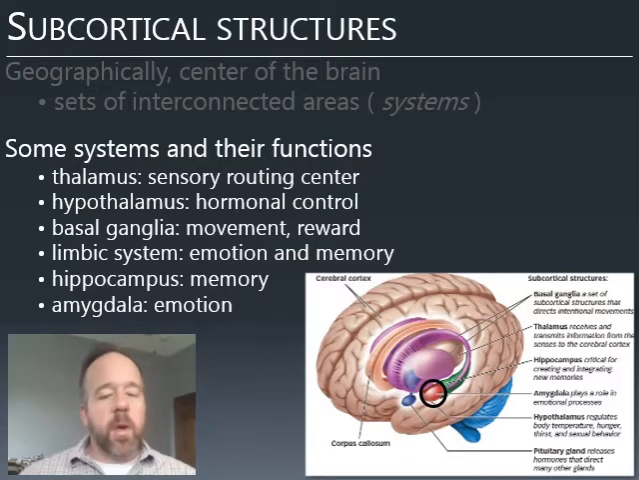So the amygdala and the hippocampus are both part of the limbic system. And again, that's what makes the limbic system what it is. There are other components as well, but the limbic system are these interconnected regions like the hippocampus and the amygdala, which are involved in emotion, motivation, and memory.